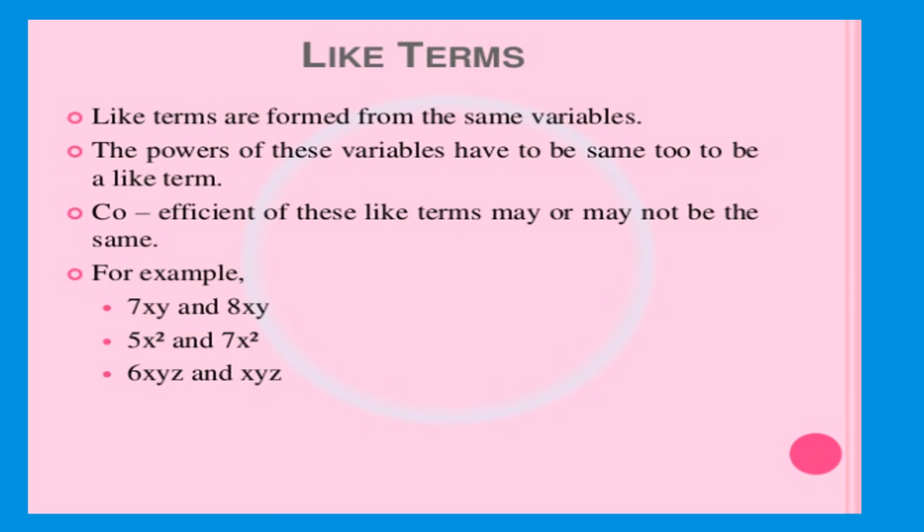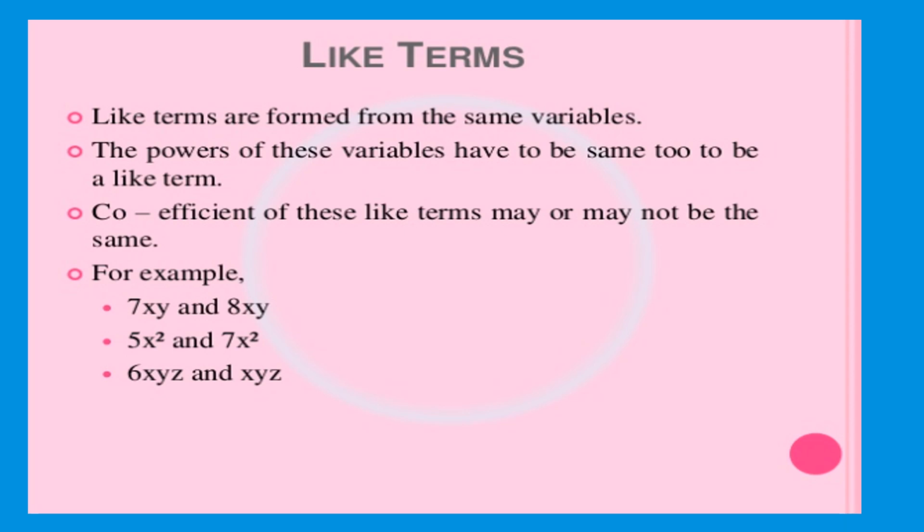Similarly here, like terms are formed with the same variable. The power of the variable has to be the same for like terms. The coefficients of like terms may or may not be the same. For example, 7xy and 8xy: the coefficients are different, but the variables should be the same. 5x squared and 7x squared: the coefficients 5 and 7 can be different, but x squared and x squared should be the same. See here, xyz, 6xyz, xyz.